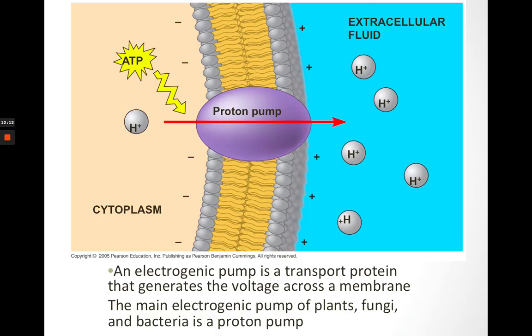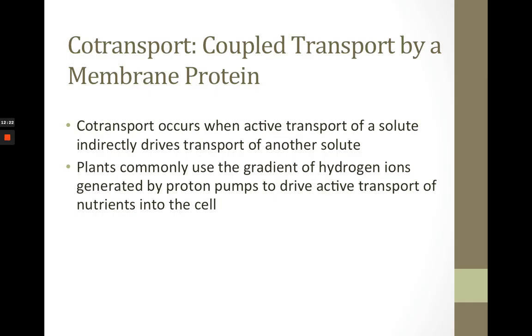We are going to see the proton pump again. So we pay energy to move the H+ ions, and then we can use that H+ ion to help us do work or to move and create energy. So what can it help us with?